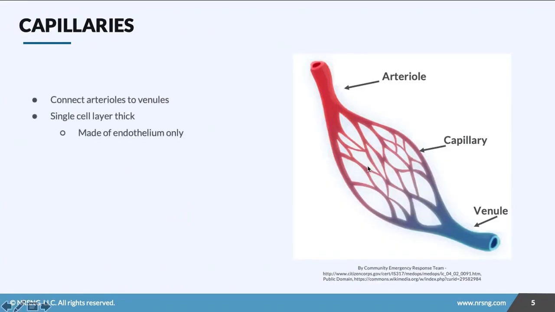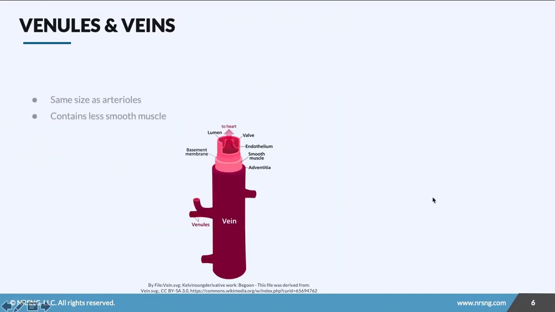Then, if we look at our capillaries, your capillaries connect your arterioles to your venules. And they're very simple, single layer endothelium cells. We're going to talk about why that's important here in just a minute. But remember that your capillary is really the connection between your arteriole and your venule.